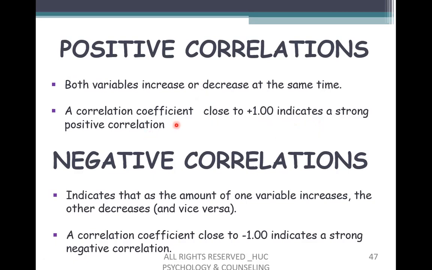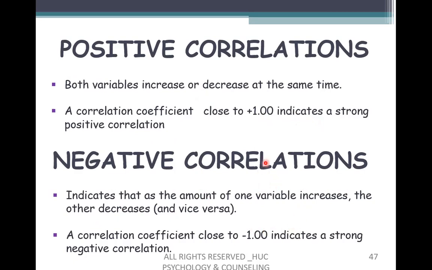Next is negative correlation. Negative correlation is the vice versa of positive correlation. It indicates that as one variable increases, the other decreases. If A increases, B decreases, and if B decreases, A will increase. That is what happens in a negative correlation. The correlation coefficient in a negative correlation is -1 or close to -1.